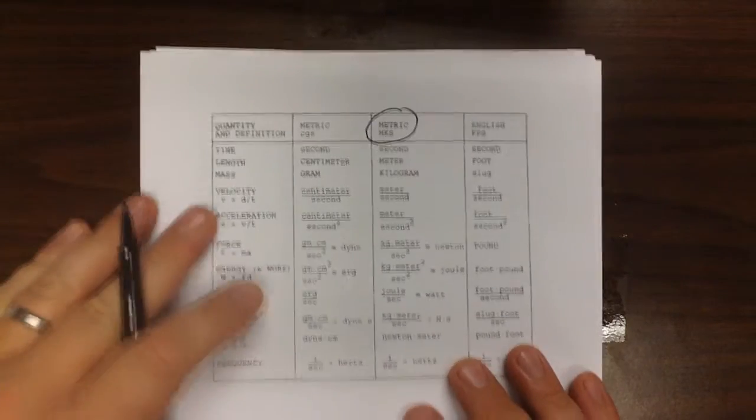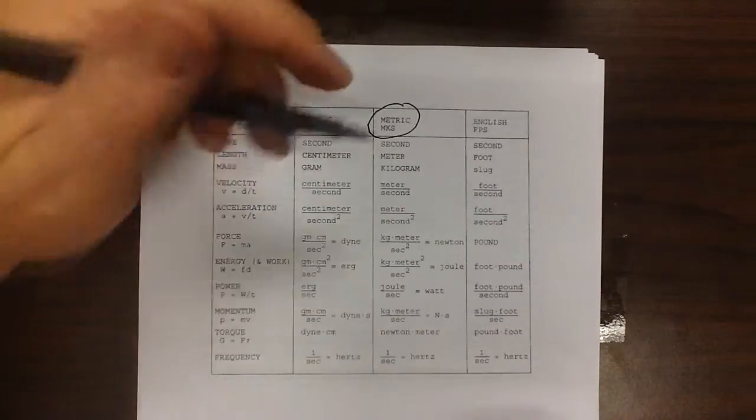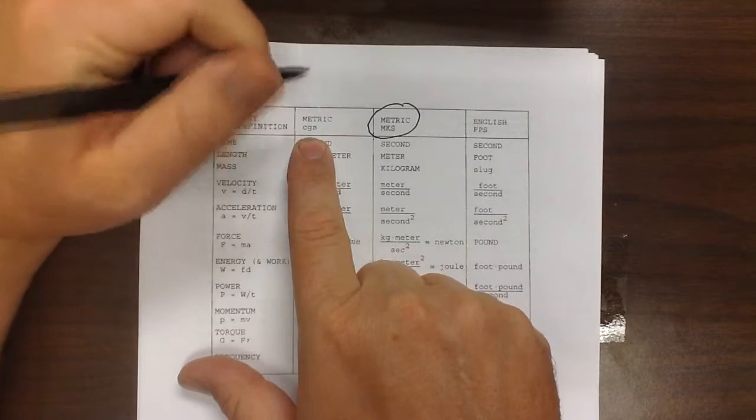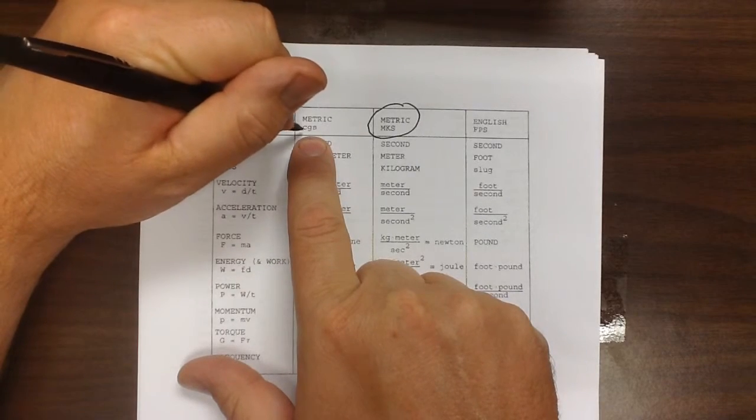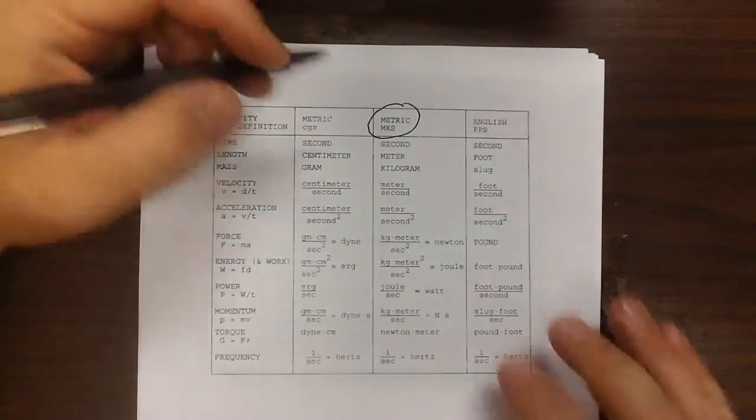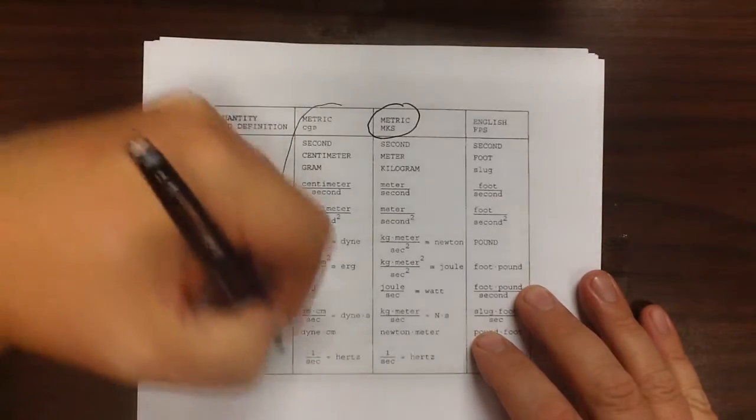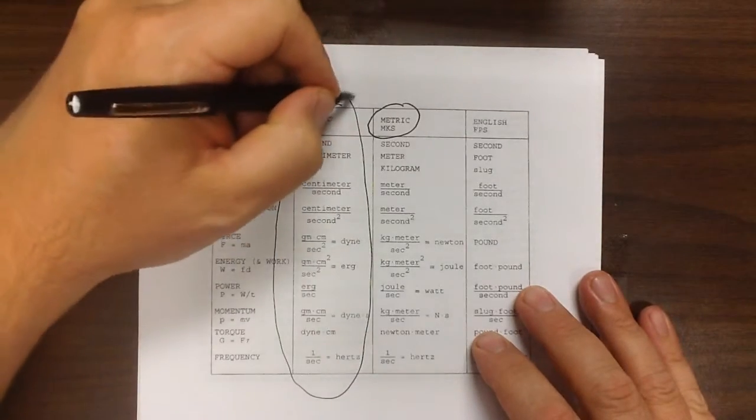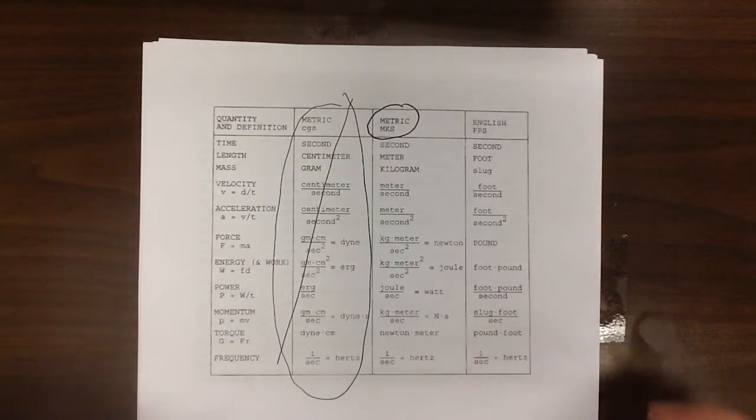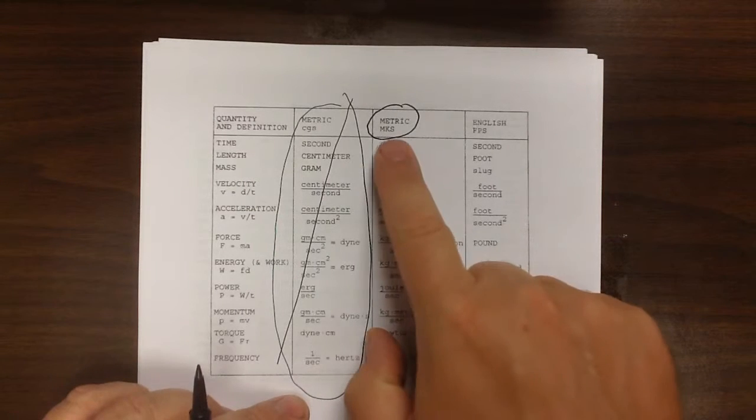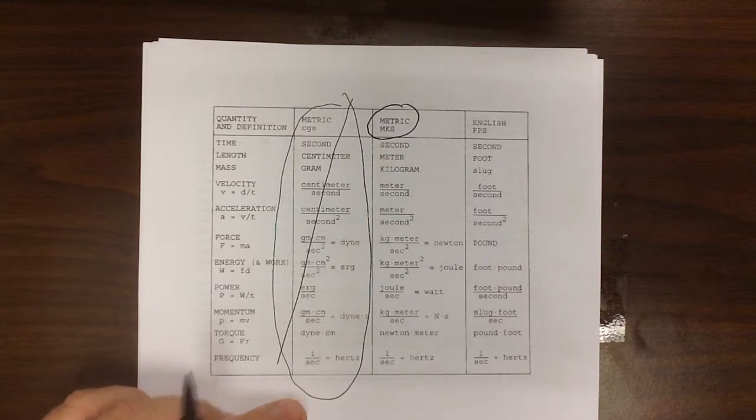And so within the metric system, there is an alternative that makes use of centimeters, grams, and seconds. We won't be dealing with this. The CGS system is sort of outdated, and the preferred metric system is the MKS system.